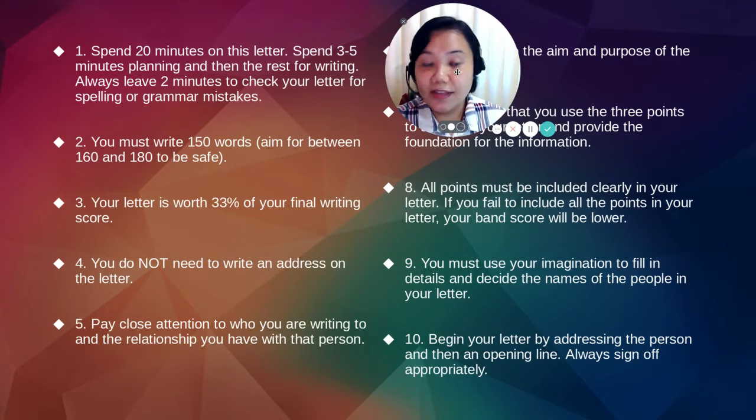All right, so the first thing that you need to remember is that you should spend 20 minutes on this letter. Spend just 3 to 5 minutes planning and then the rest for writing. Always leave 2 minutes to check your letter for spelling and grammar mistakes. Just like in Academic Writing, you need to proofread your answers. You will need a full 40 minutes for Task 2, so don't go over 20 minutes for Task 1. It is really your responsibility to control the time in your writing test.